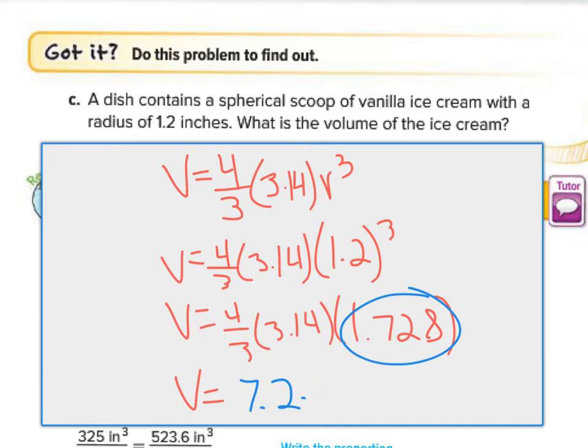let me erase that. 7.2, and our units are inches. So it would be inches cubed. Okay, I hope you got that right.